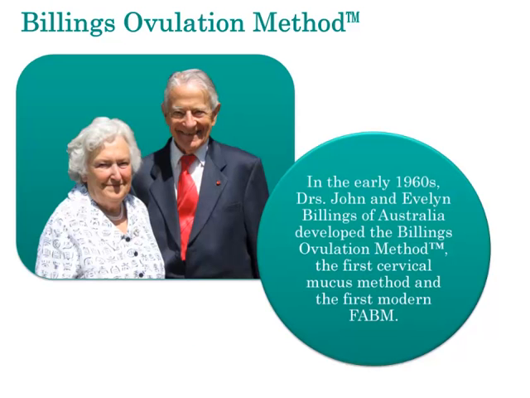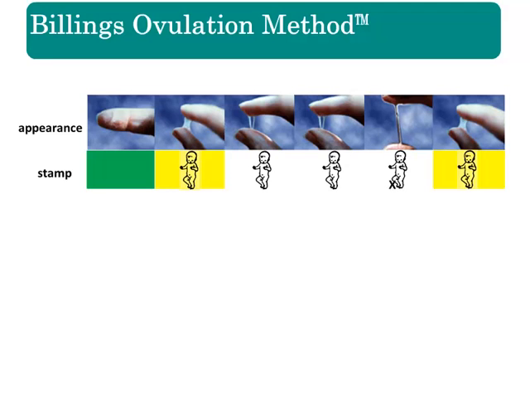Billings ovulation method. In the early 1960s, Drs. John and Evelyn Billings of Australia developed the Billings ovulation method, the first cervical mucus method and the first modern FABM. Throughout the day, women tune into the sensation of mucus at the vulva. This is the Billings method's most important observation.